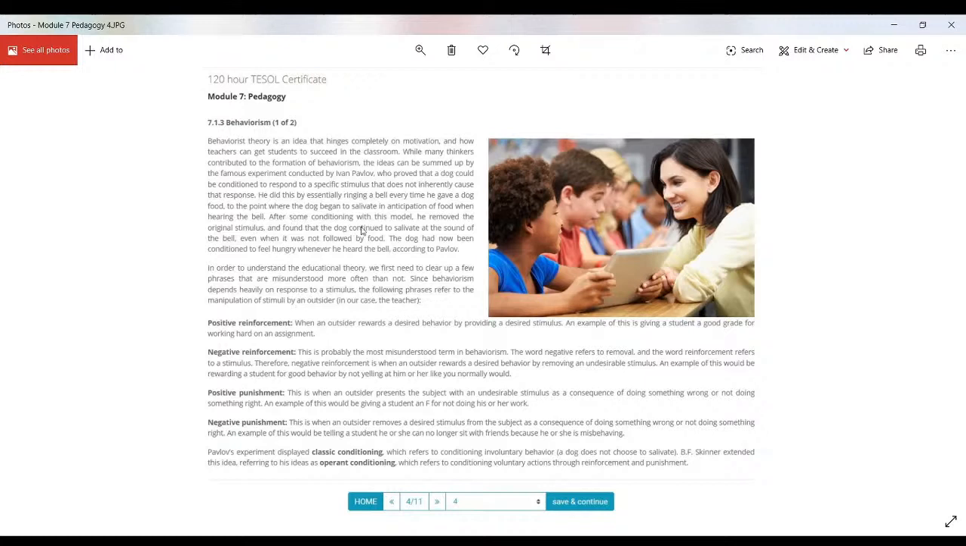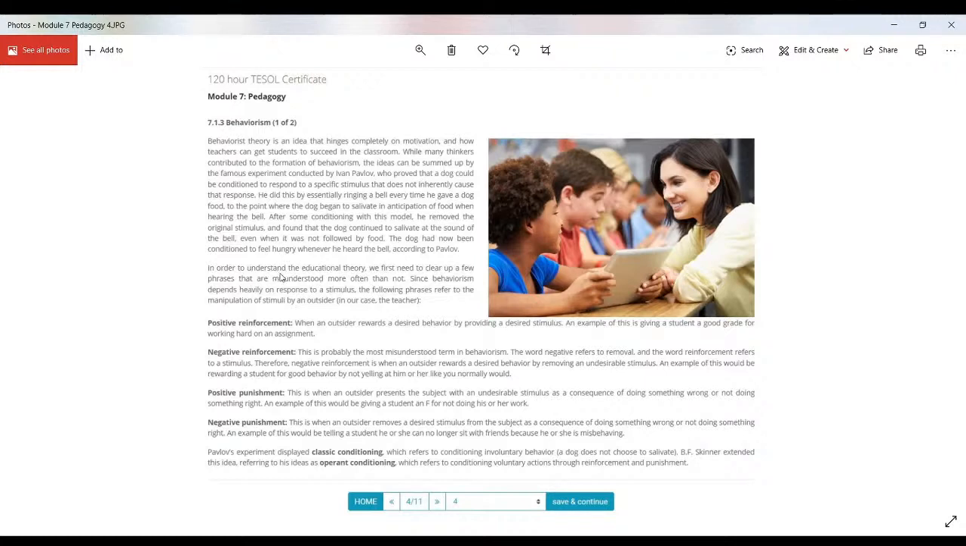After some conditioning with this model, he removed the original stimulus and found that the dog continued to salivate at the sound of the bell, even when it was not followed by food. The dog had now been conditioned to feel hungry whenever he heard the bell, according to Pavlov.